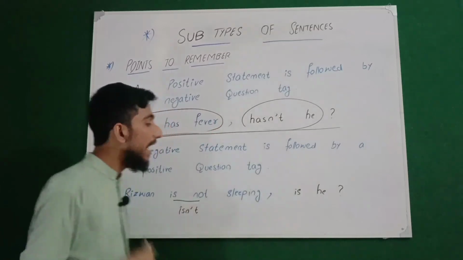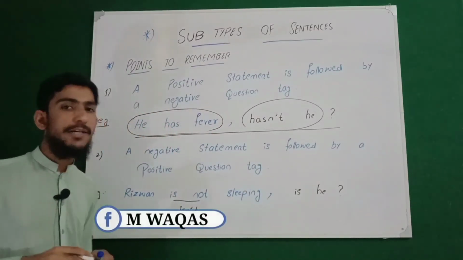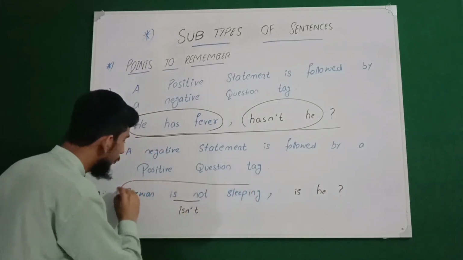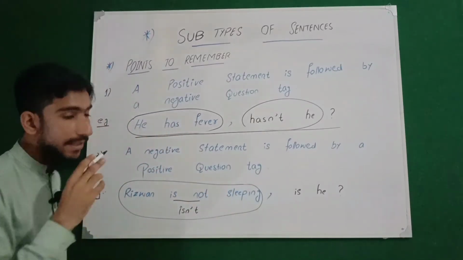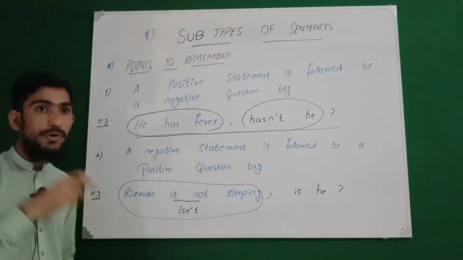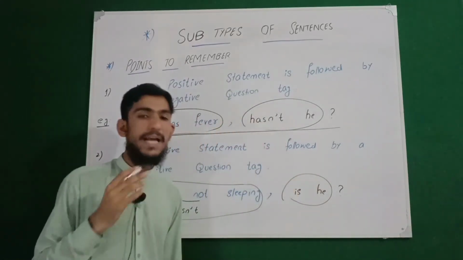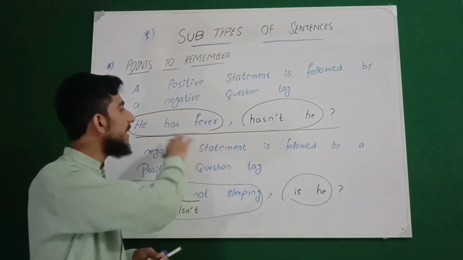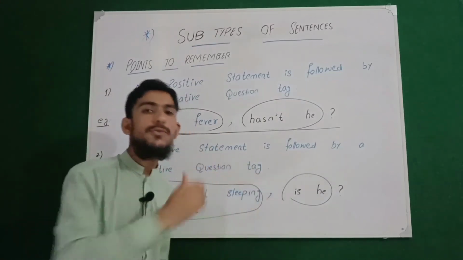So, hasn't he? In a similar way, a statement in which there is a negation we call a negative statement. So, Rizwan is not sleeping. This is a negative statement, and a negative statement should be followed by a positive question tag. So I hope you understand the two main points of the question tag: a positive statement is followed by a negative question tag, and a negative statement is followed by a positive question tag.